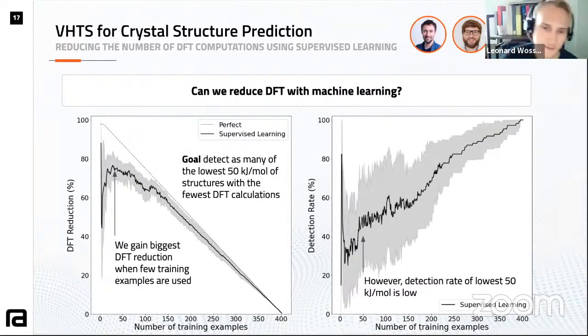So I'll just give you some examples here. We showed that in fact, it is very possible. Based on a few hundred training examples, we can already achieve a very high percentage of DFT reduction, meaning that if we have a huge amount of candidates we need to screen through, we can train a machine learning model based on a small subset of the candidates, and then use this trained model to predict the properties of all the remaining candidates at a very low cost.